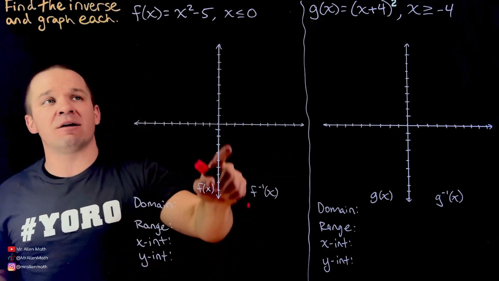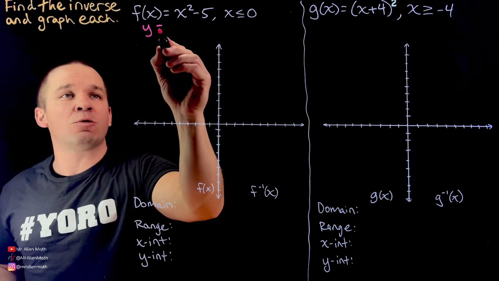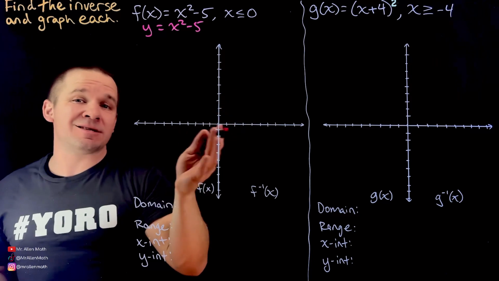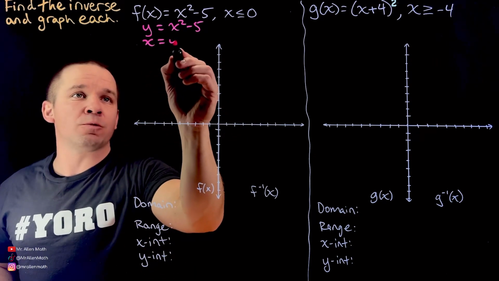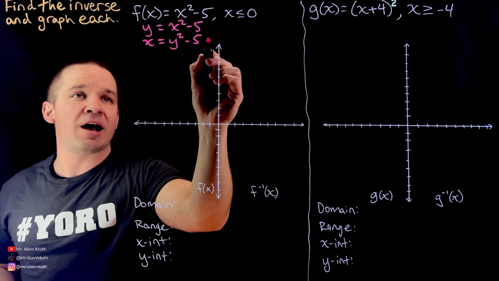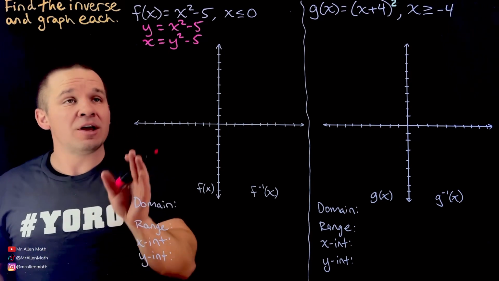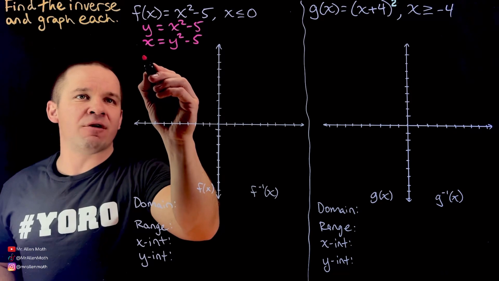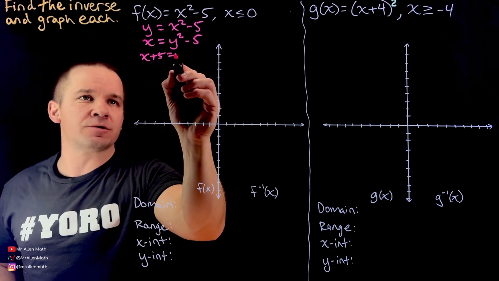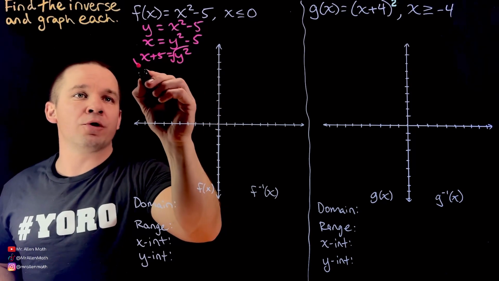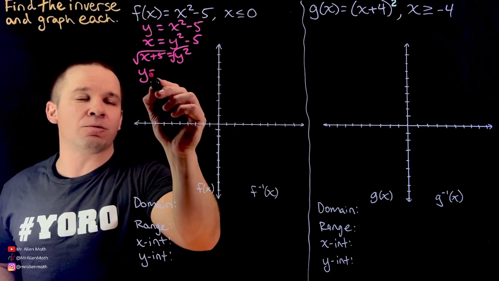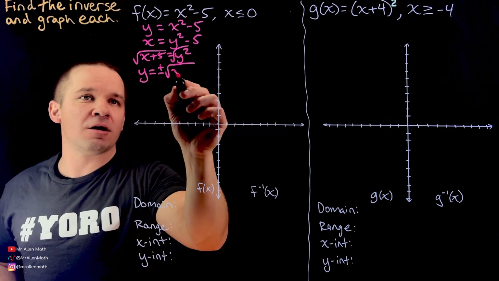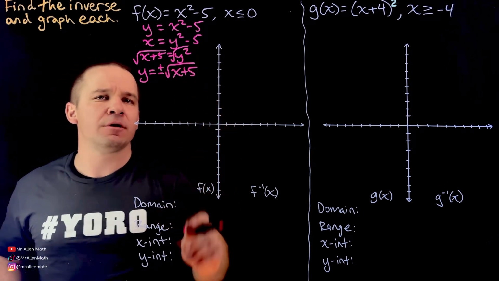First thing I like to do here is I write it as y equals x squared minus 5. Then I'm going to swap my x's and y's. So I got x equals y squared minus 5. Now we need to resolve this equation for y. That'll be our inverse. So I'm going to add 5 over, get x plus 5 equals y squared, and then go square root on both sides to get y equals plus or minus the square root of x plus 5.